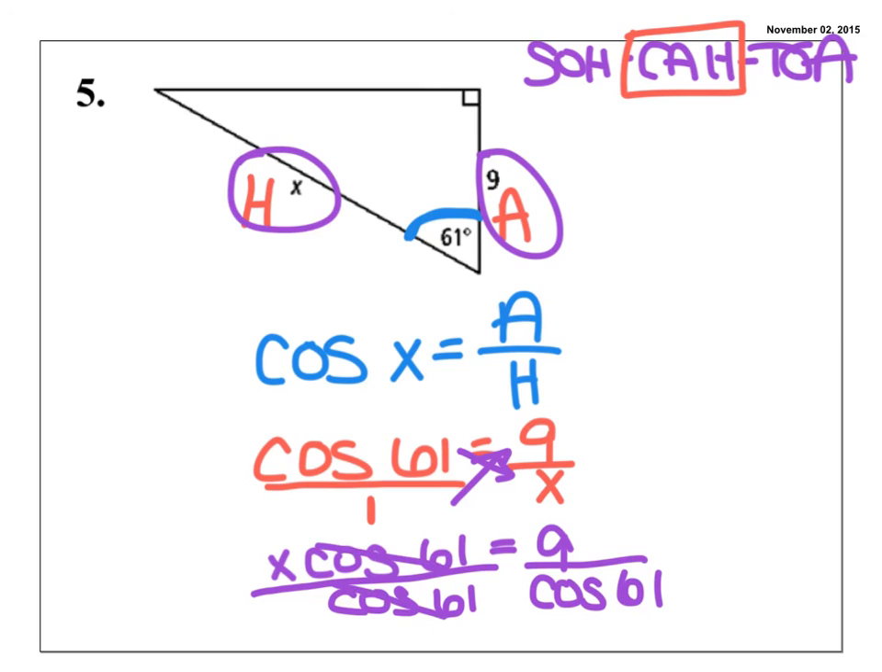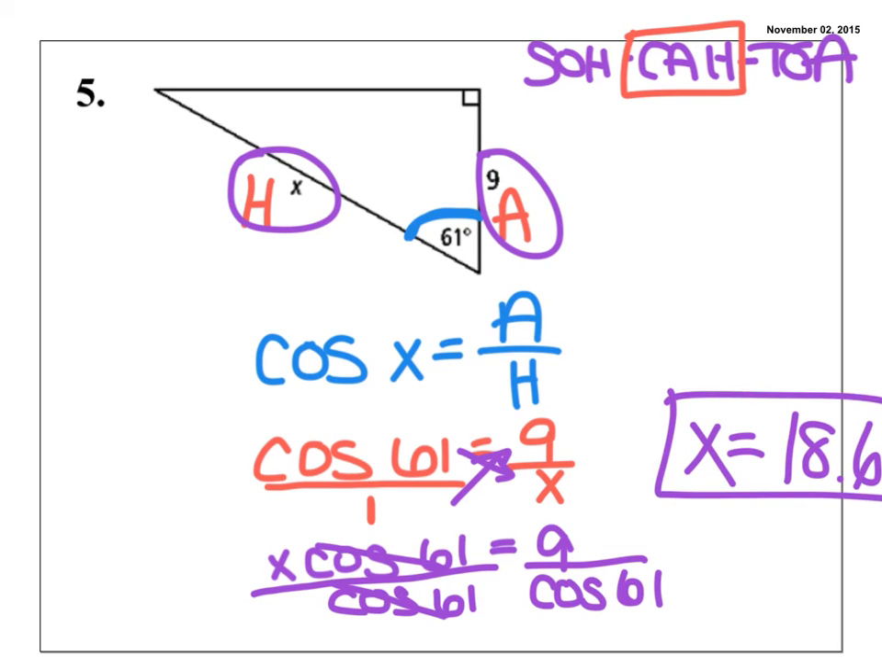So this cancels on this side, and I am left with x is equal to, and in my calculator I'm going to put 9 divided by cosine of 61, I'm putting it in exactly as it looks here. 9 divided by cosine of 61, close my parentheses, and I get approximately 18.6. So be careful and make sure you're paying attention to where your x values are and where your numbers are. Make sure that you set up your proportion in the right order. You set up your ratio here in the right order.